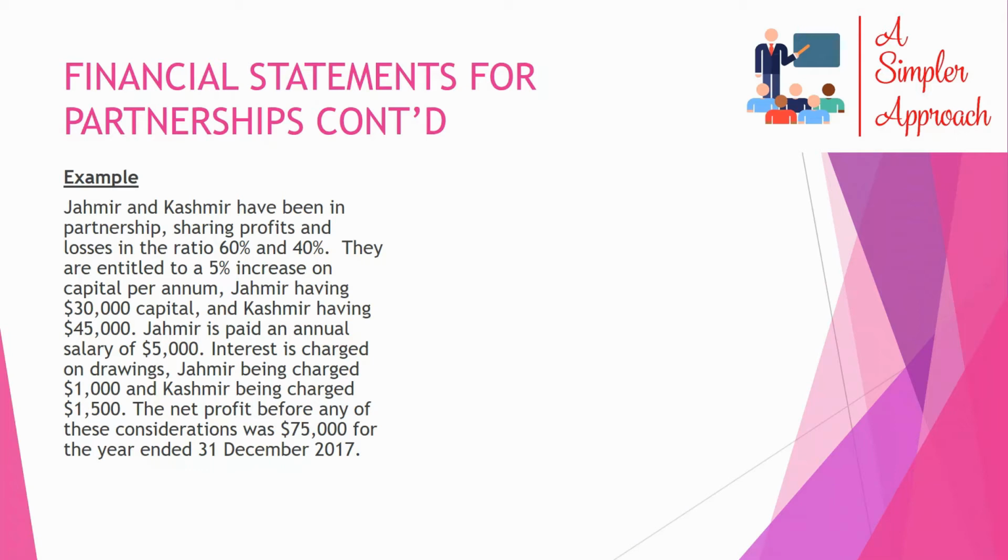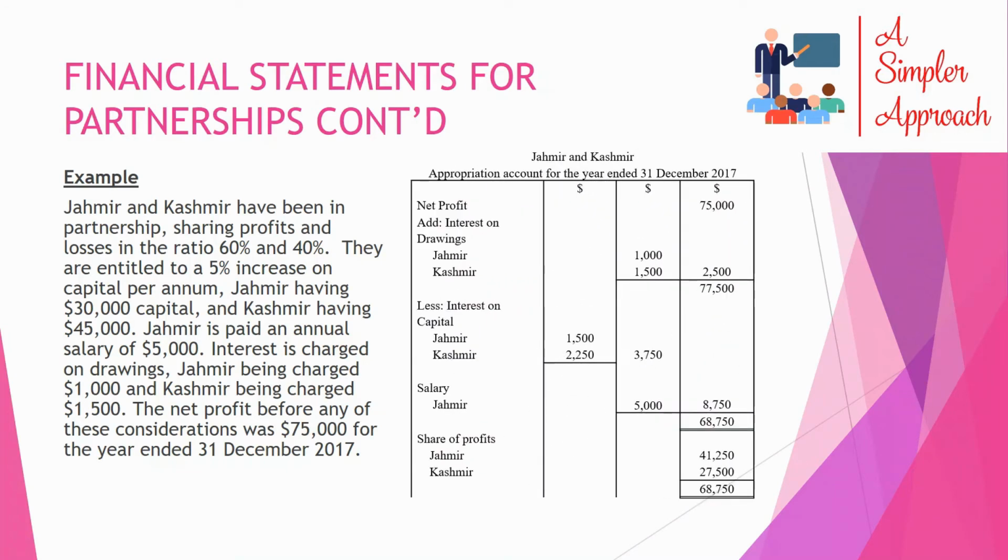Jamir is paid an annual salary of $5,000. Interest is charged on drawings. Jamir is charged $1,000, while Kashmir is charged $1,500. The net profit before any of these was $75,000. Now, when we put all of this together, this is what our appropriation account would look like.